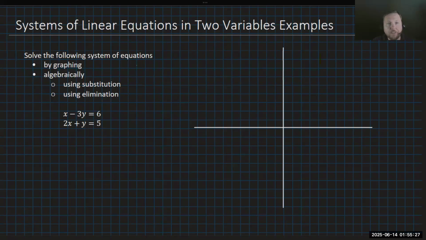Solve the following systems of equations by graphing, algebraically using substitution, and algebraically using elimination. I have x minus 3y equals 6 and 2x plus y equals 5.